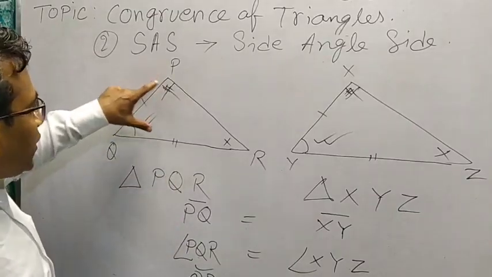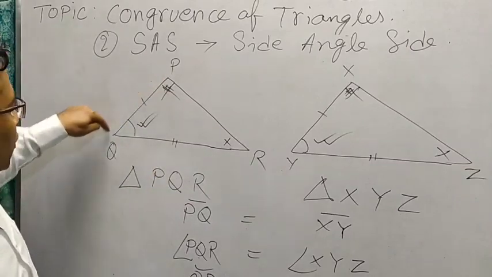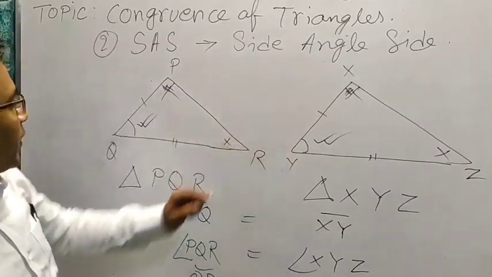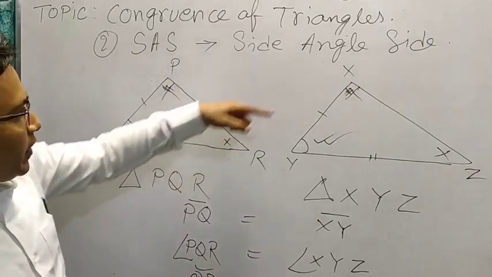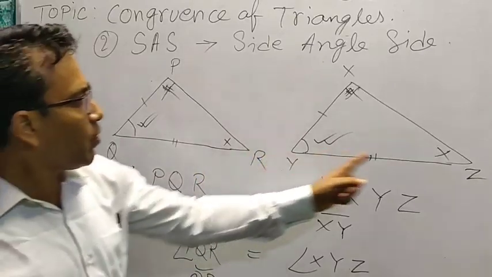In these two triangles, again I am saying side angle side: PQ corresponding to XY, angle PQR corresponding to XYZ, and side QR corresponding to YZ.